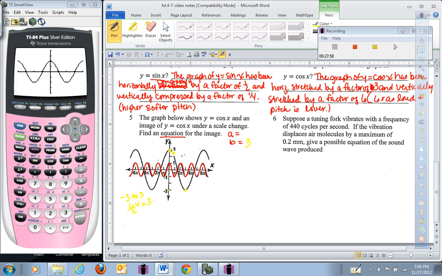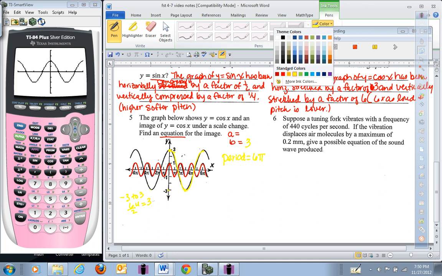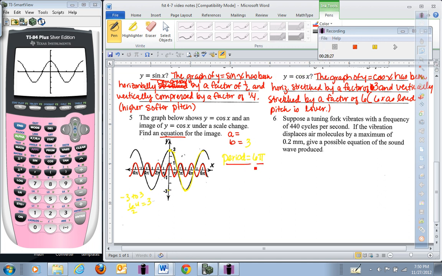Okay, the period, if I go max to max, then the period of this thing is how much? 6 pi, isn't it? The period is 6 pi. If you went from the lowest point to the lowest point, you'd go from -3 pi to +3 pi, but we've got a total of 6 pi right there. Okay, so we're going to use that fact that the period is 6 pi, and we're going to work backwards.